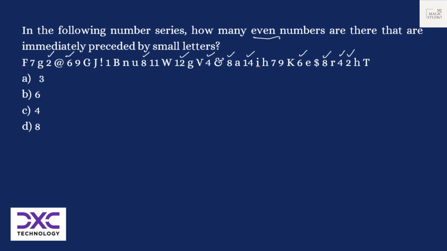Are there any that are immediately preceded? Preceded means the previous one is a small letter. No small letter. Small letter. But this is a capital letter. This is a capital letter. This is not a letter. This is a small letter. Before 6 is K, which is capital. Before 8 is a dollar sign. Before 4 is R, which is small. And before 2 is 4, which is not a letter. So we have marked out how many? 1, 2, 3, 4. So there are 4 such even numbers which are preceded by a small letter. We'll mark C. A detail-type question. Be perfect with your eyes.